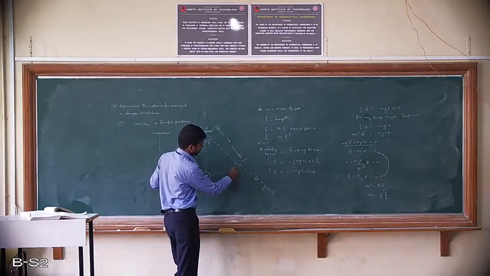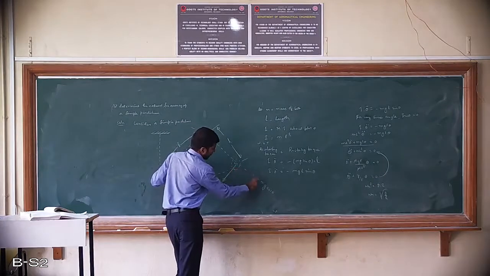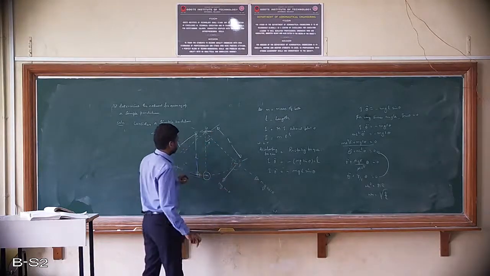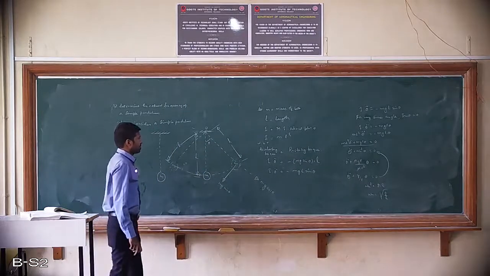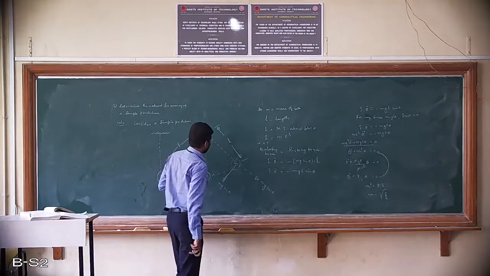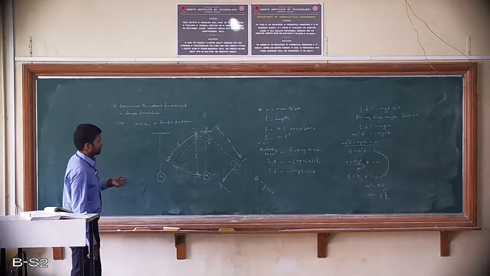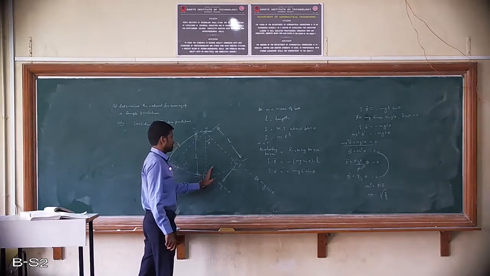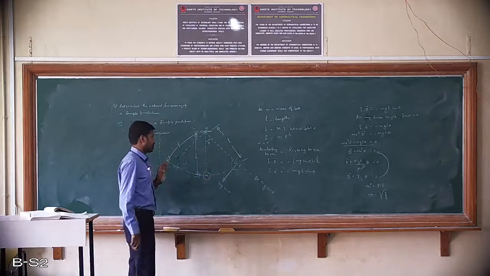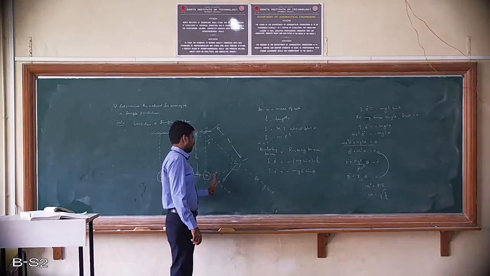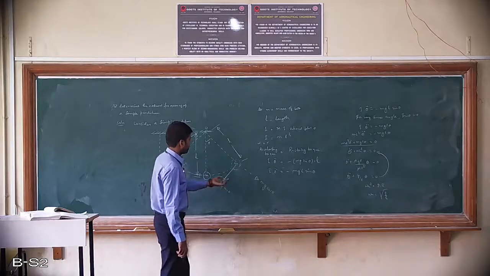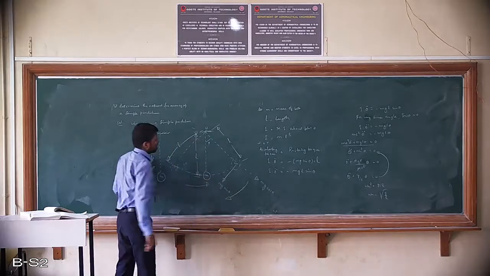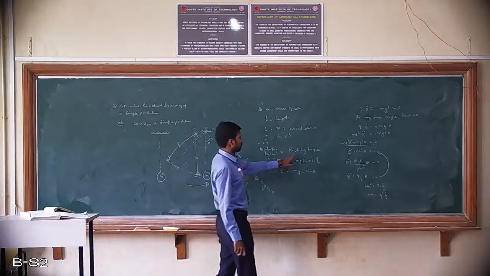And I have resolved this into two components. One is mg cos theta along the line and mg sin theta perpendicular to the line. This length is going to remain the same and it is L only. So for this particular system to remain in equilibrium, in the previous class we have understood that whatever acceleration we have given should be equal to the restoring one. So whatever accelerating torque I have given is equal to the restoring torque, which will be in the opposite direction. So if I give the excitation in this direction, then the restoring torque will be acting in the opposite direction. So accelerating torque is equal to restoring torque.